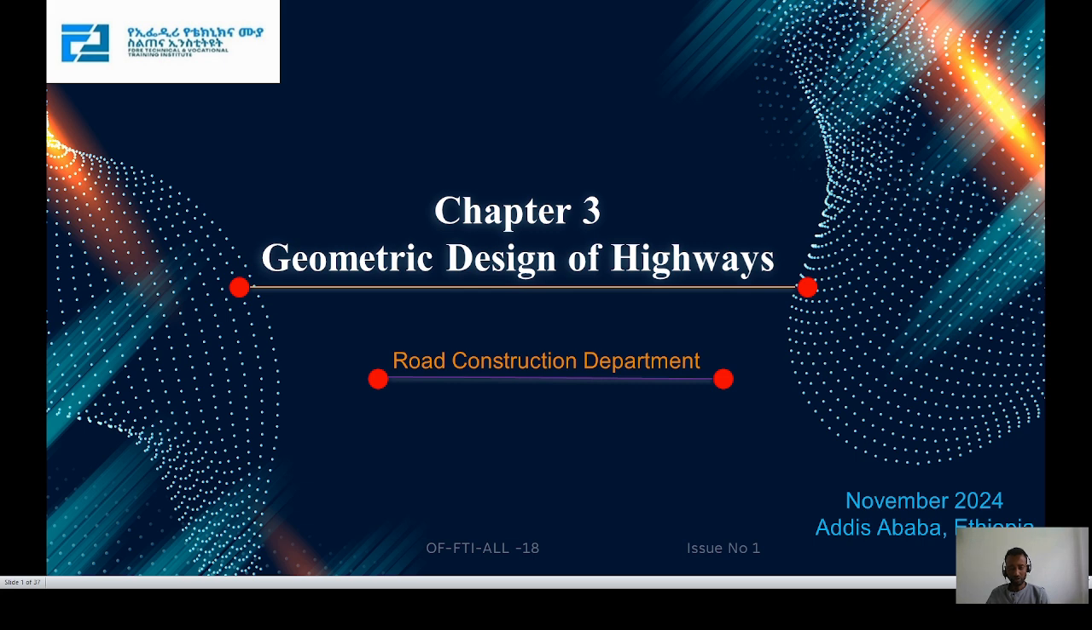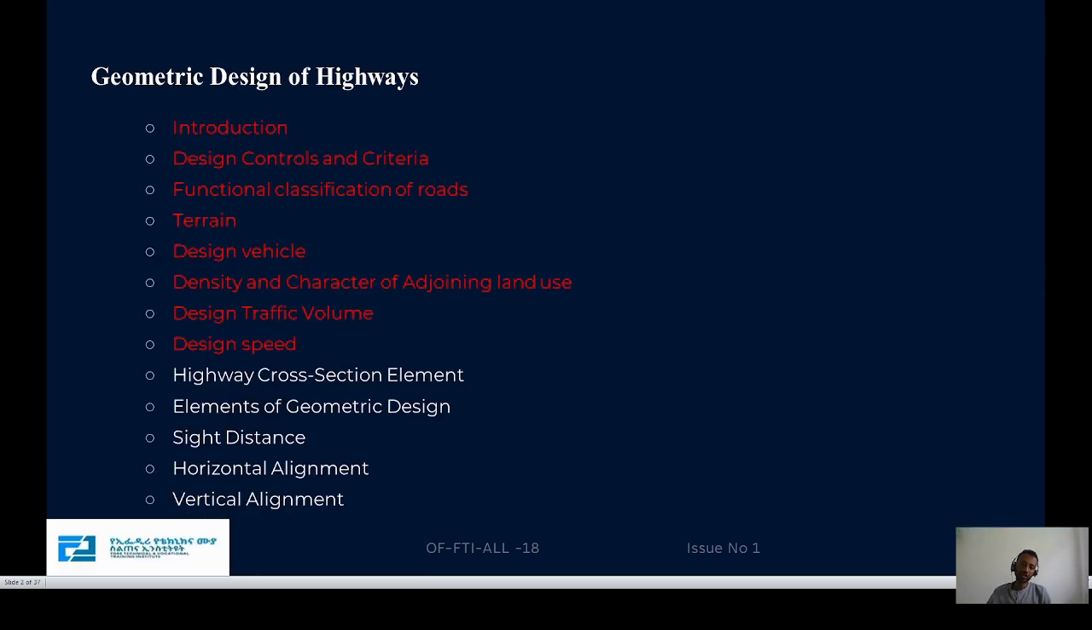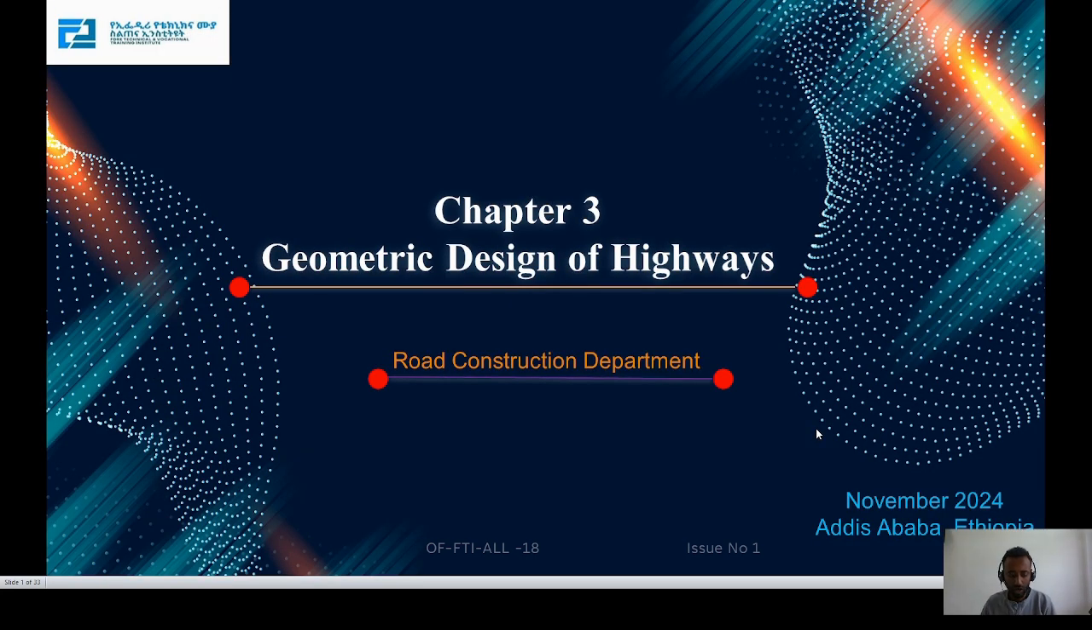Under this chapter, the following topics are going to be included. The first deals with the overall introduction to geometric design, and also the geometric control and criteria of the design.